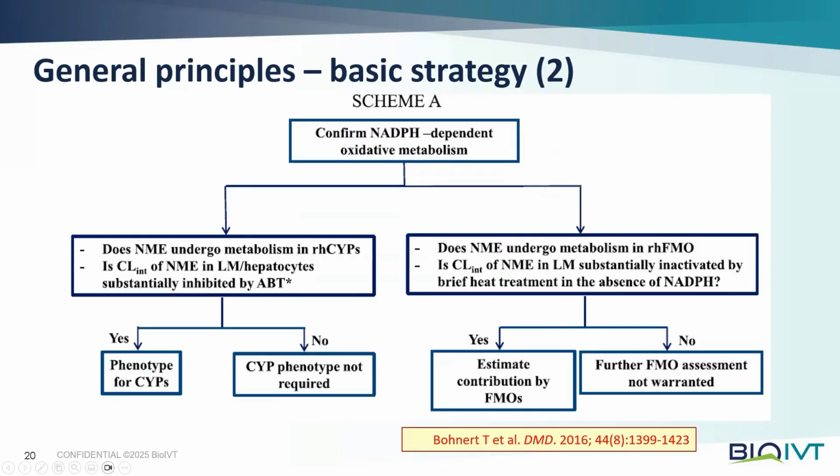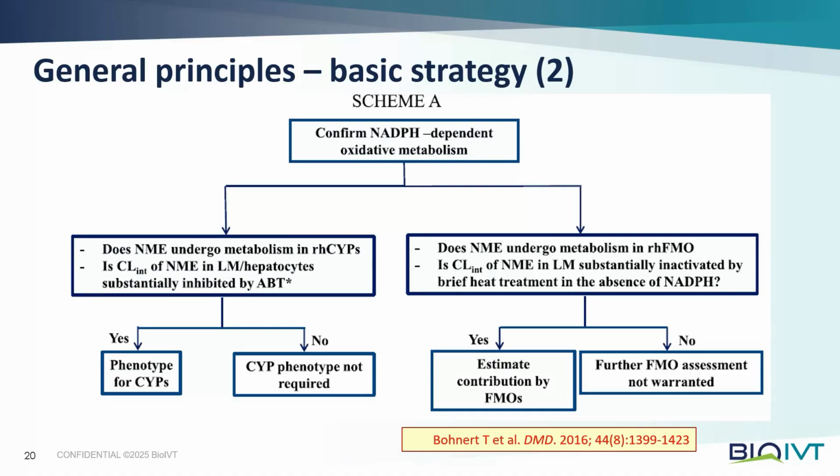So once you confirm NADPH-dependent oxidative metabolism, if it doesn't undergo metabolism in the recombinant P450s, if not, for instance, it's inhibited by 1-ABT, which is a broad spectrum P450 enzyme inhibitor, although I would caution that it does not inhibit all P450s equally. So for instance, if you're at a relatively low concentration, you may not actually inhibit CYP2C9 until you get to about 1 millimolar. And at that point, it may also inhibit other enzymes.